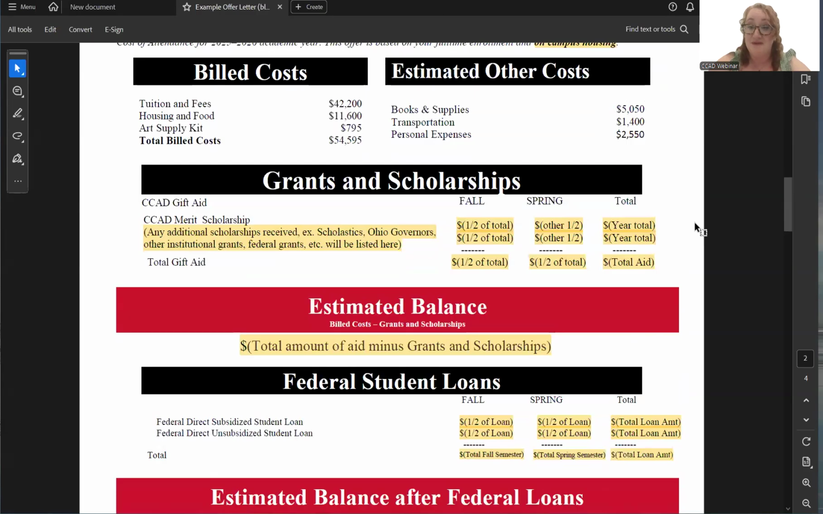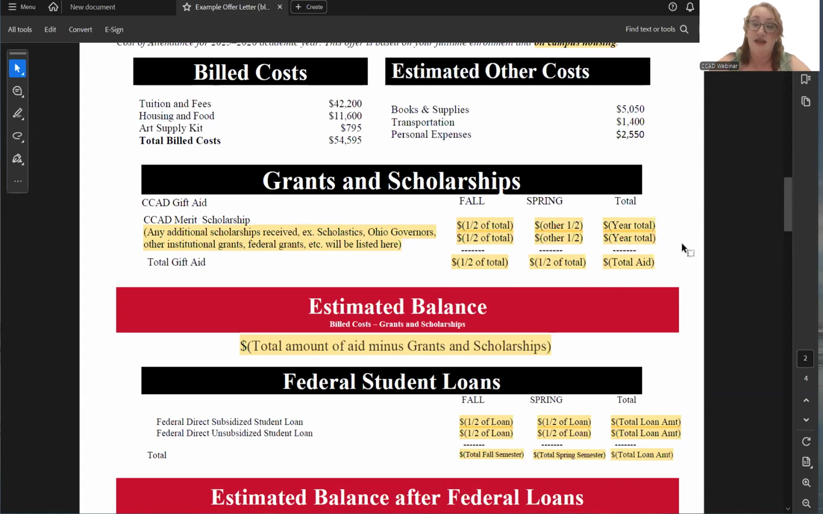Now, here comes the fun part. We get to talk about grants and scholarships. So as you are aware, every student at CCAD gets a merit scholarship. This is based off of their portfolio and then also their GPA they got from school, okay? So that is going to be the first scholarship that is going to be listed in this area here.